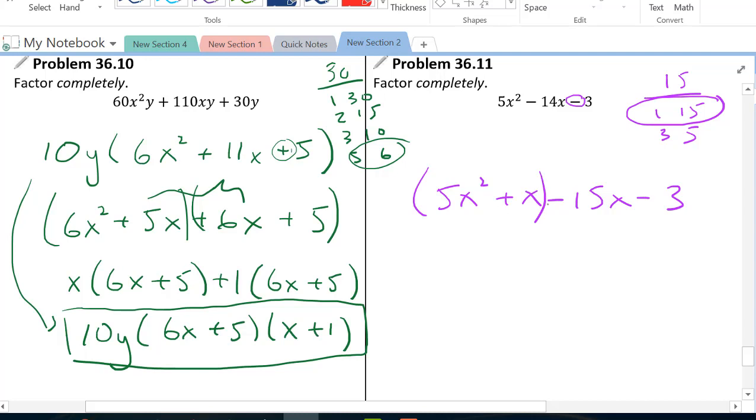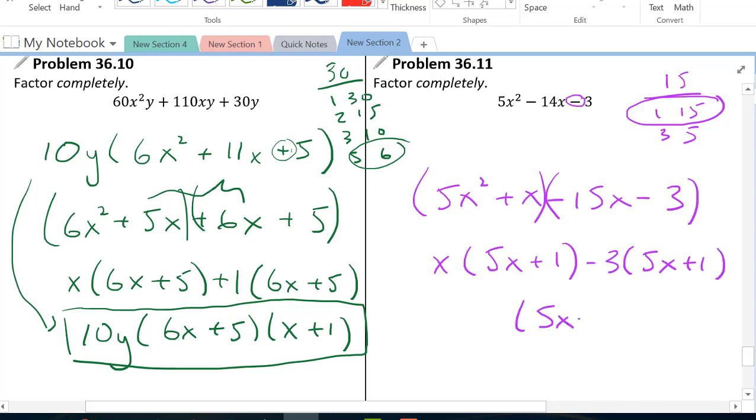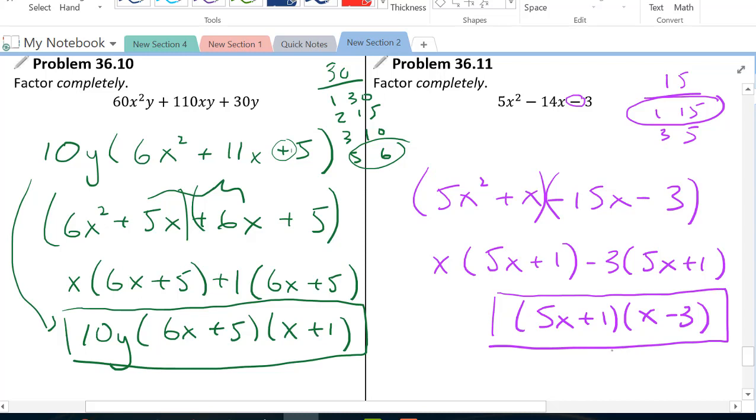Group. What can I factor from the first two? An x. What's left over? 5x plus 1. What can I factor from the last two? Negative 3. What's left over? 5x plus 1. 5x plus 1 in common. What's left over? X minus 3. And that's it, right? No friend to bring down. We didn't factor any GCF in the beginning, so no friend to bring down.